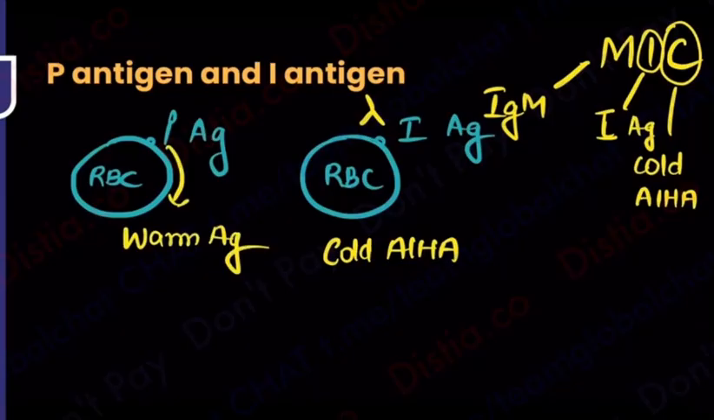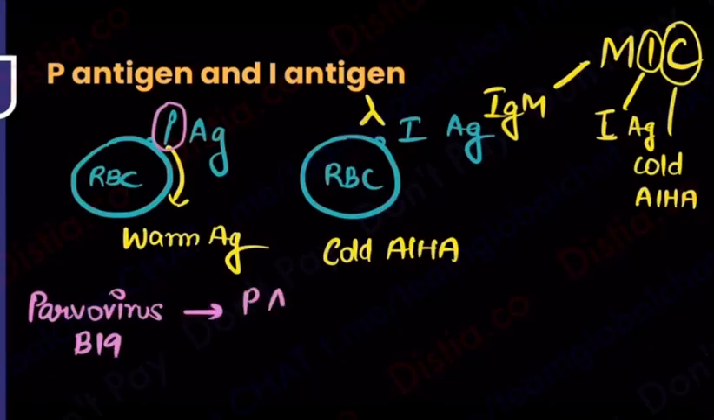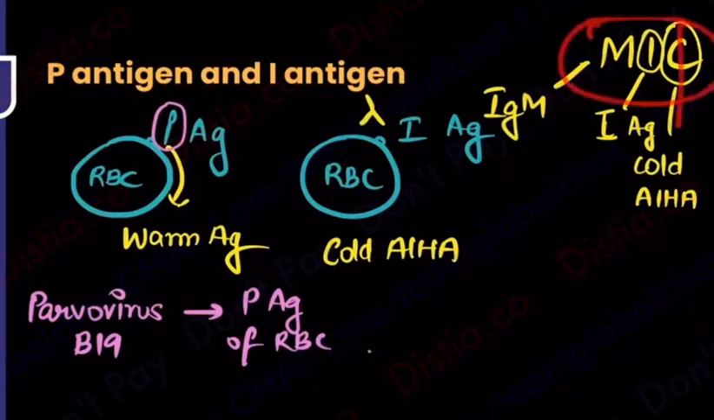One more question about the P antigen, which you have studied in microbiology. Parvovirus B19 goes and attacks which red blood cell antigen? It goes and attaches to the P antigen of the red blood cells. These are all the P and I antigen questions you can ever get in pathology, microbiology, and medicine. Remember that in cold autoimmune hemolytic anemia, it is the I antigen and the IgM antibody. So automatically the P antigen becomes warm autoimmune hemolytic anemia.